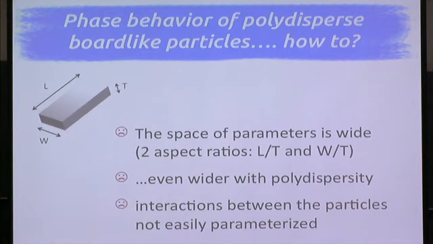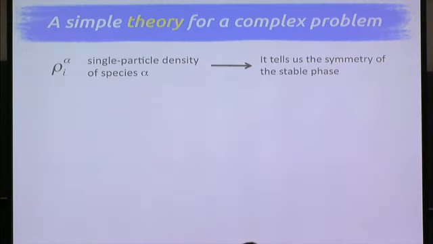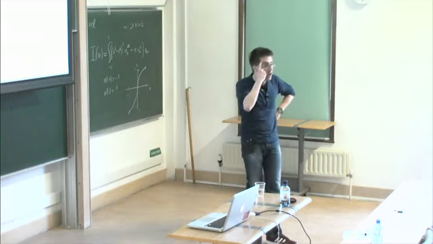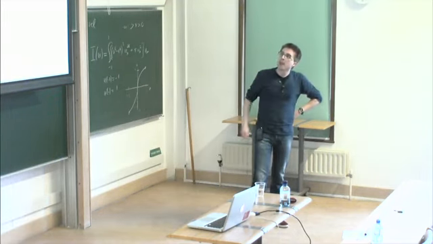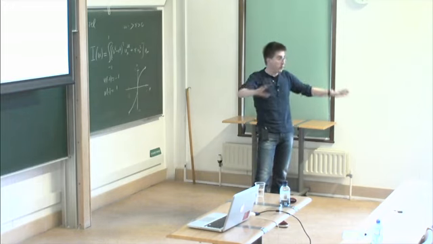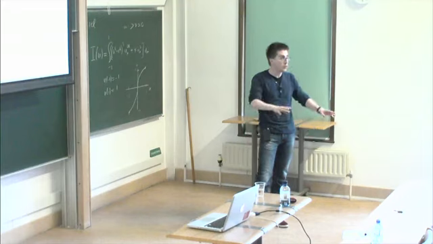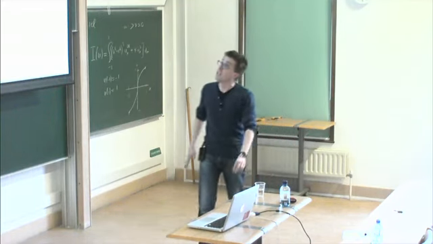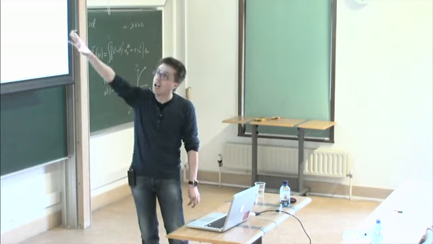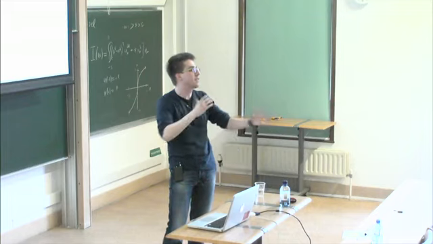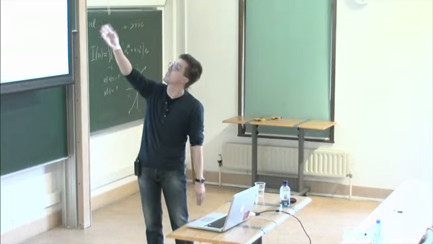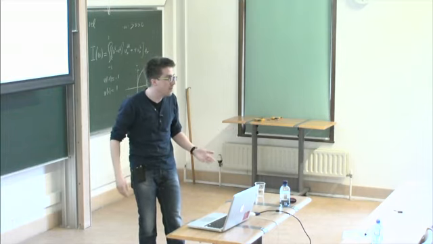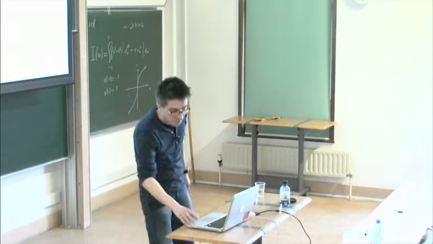So now I'm going to show you our very simple theory we designed in order to attack the problem. First of all, we work within the framework of density functional theory described this morning by Professor Evans. And rho of I alpha is the single particle density, the density of particles belonging to species alpha with orientation I.